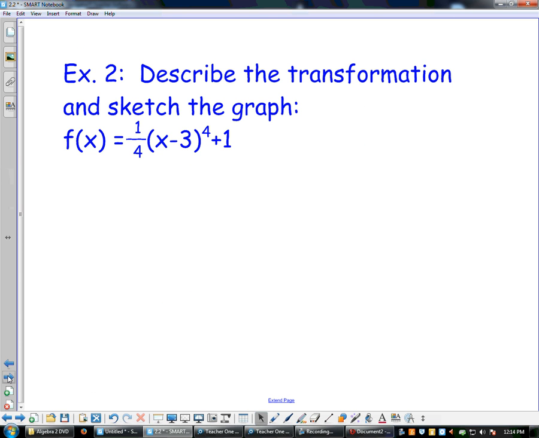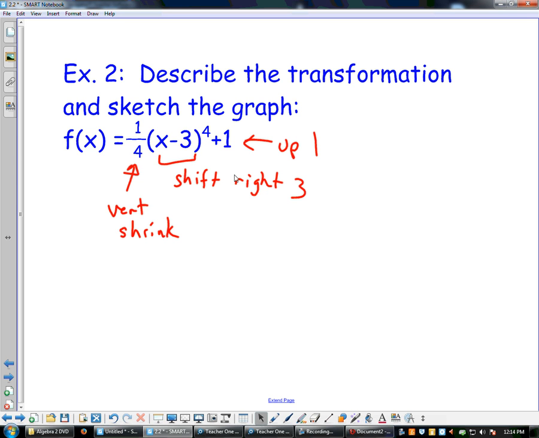Okay, what about this one? 1/4 times x minus 3 to the 4th. Hands, please. Gray. Is it a vertical shrink? All right, this 1/4 here is going to mean it's a vertical shrink. And what about the x minus 3? 3 units to the right. Shift to the right 3, and then up 1. Are we okay with this? Wait.